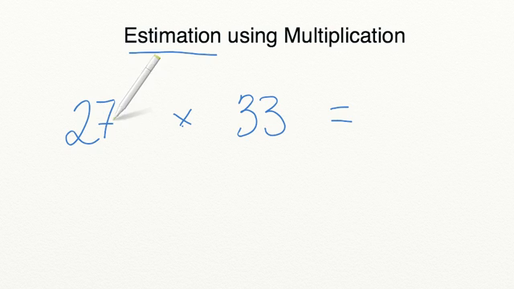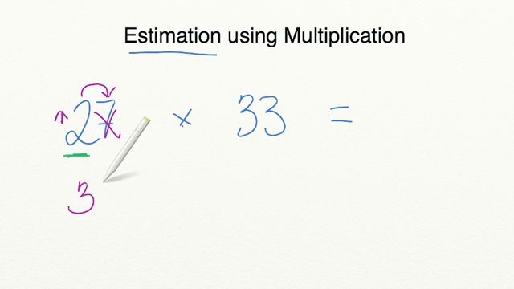In order to round to the nearest tens place, we need to underline the place value that we're rounding. Our next step is to look at the number directly to the right of our underlined number. If this number is 5 or greater, we're going to round our underlined number up by 1. So we're going to round 2 up to 3, and then cross out our remaining place values and replace it with a 0. So we've now rounded 27 to 30.